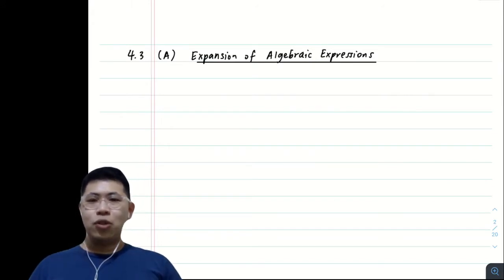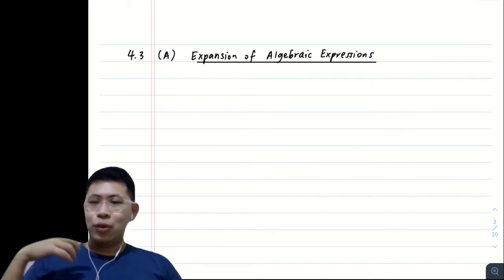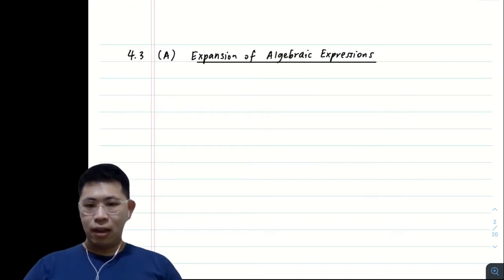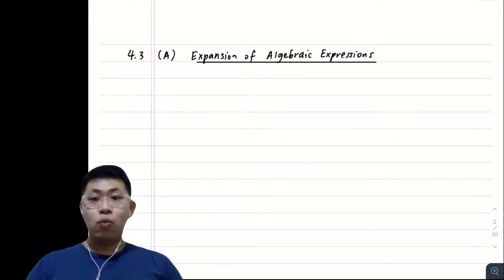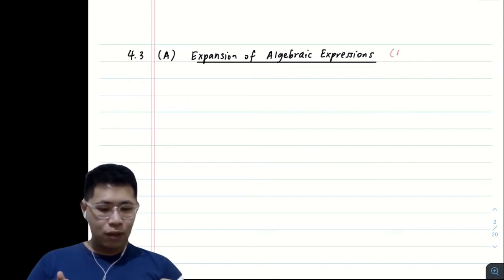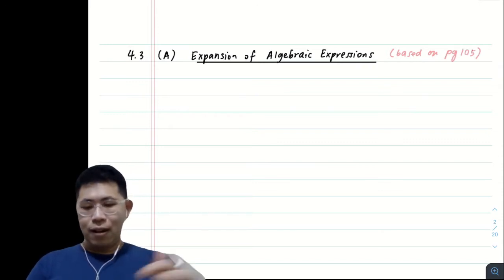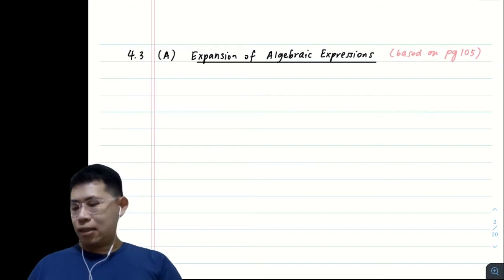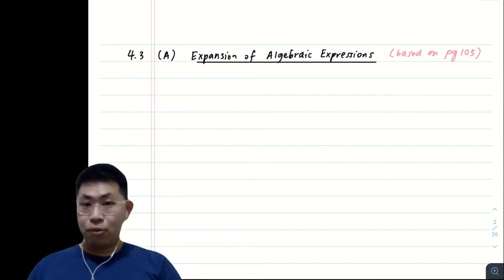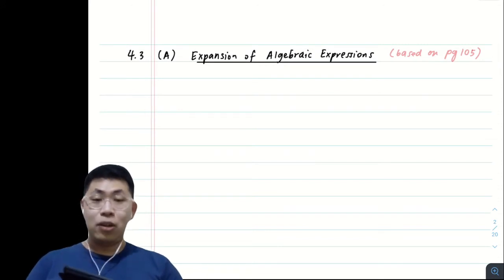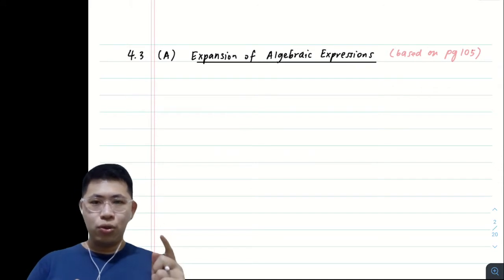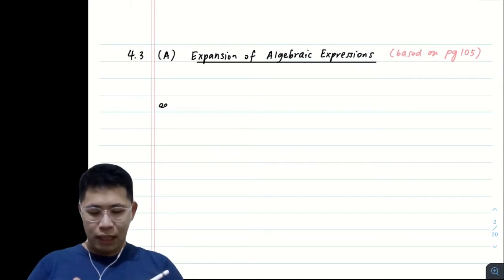I'm just going to throw you an example, and we're going to see what it is actually about. This is based on page 105 in our textbook. So what I am going to tell you is based on textbook page 105. In case you need more elaboration, and if you want to read more on your own, you may do so at page 105. Now I'm going to throw you the first example, and we're going to see what it means.